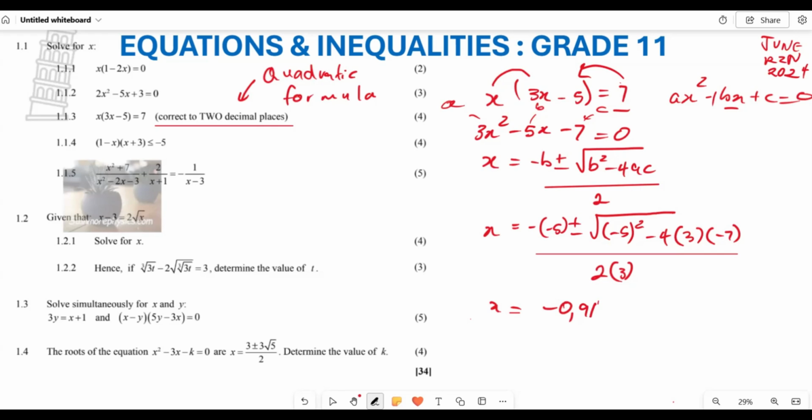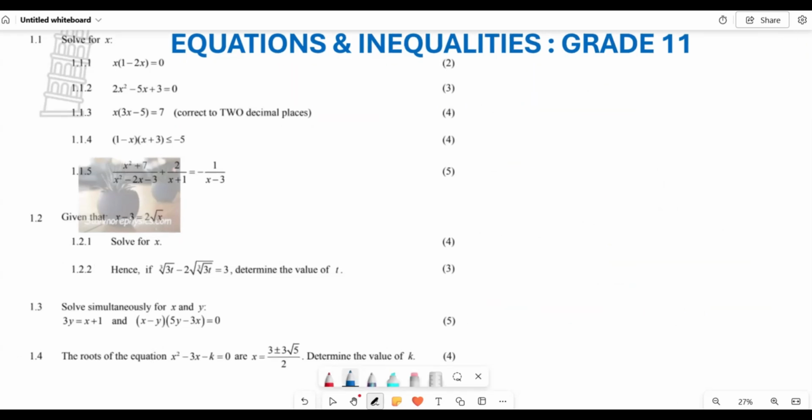So our first value of x is the same as negative 0,91, or our second value of x, when you plug a negative here, is the same as 2,57. Okay, right? Now, let's look at 1.1.4, right?